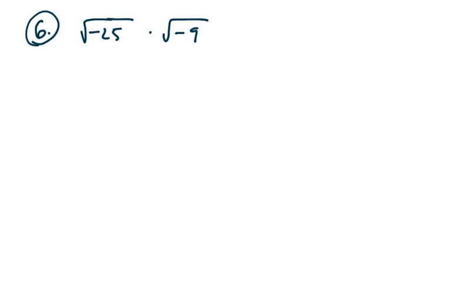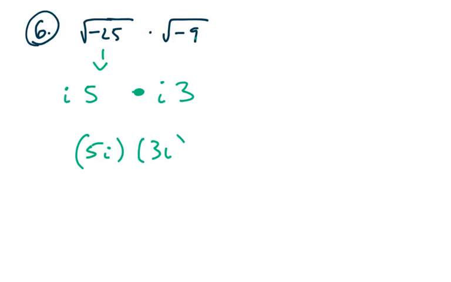Number 6, more of the same. This one here is just going to take the negative on the outside. So we have i, and the square root of 25 is 5. Same thing here, times i, and the square root of 9 is 3. So this is 5i times 3i.